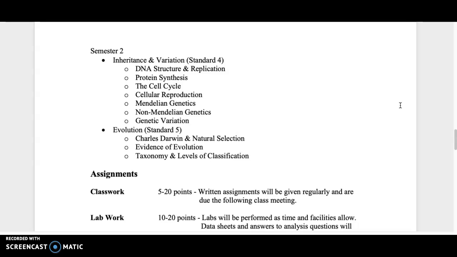From there, we will hit evolution, talk about Darwin and natural selection, what evidence is there to support evolution, and finally, or hopefully, get into what is called taxonomy. That is the classification of living things.